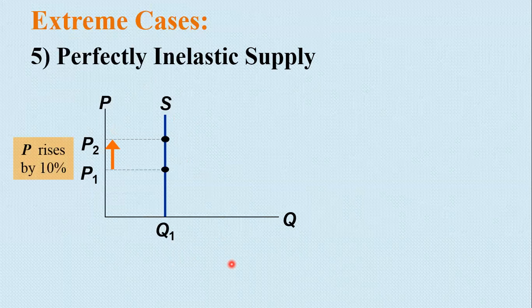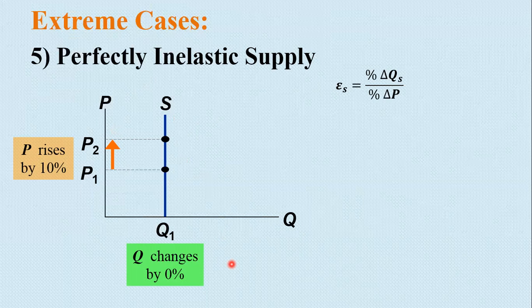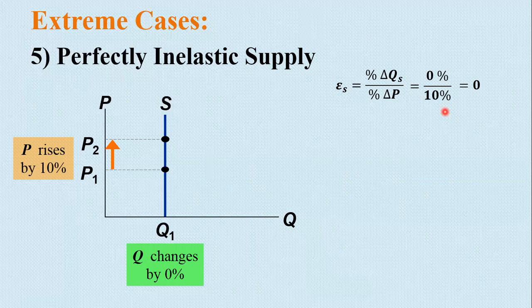If price is rising by 10%, quantity is not changing, or you could say quantity is changing by 0%. With the help of the formula, 0% divided by 10%, the answer is 0. Perfectly inelastic supply means a large or very extensive change in price is causing no change in quantity supplied. What would be the situations in which this condition applies?